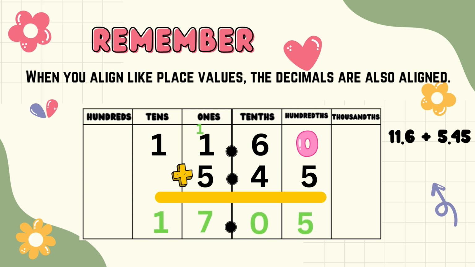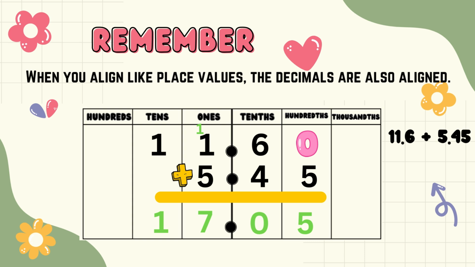Let's try a different one. All right, so I'm going to add 11.6 plus 5.45. Well, if we look at 11.6, my 6 is going to be in the tenths place. I have no number in the hundredths place. So what I can do is put in a 0 to hold that place value because there's nothing in that place value.